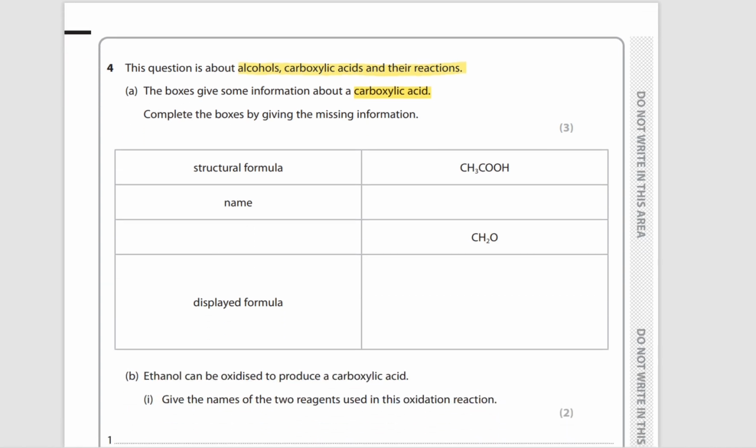So this is the structural formula of a carboxylic acid. When you name the carboxylic acid, it has two carbons, carbon 1 and carbon 2, and COOH is a representation of the carboxylic acid group. So 2 carbons means it's ethane, and as it is combined with the carboxylic acid group, it will be ethanoic acid.